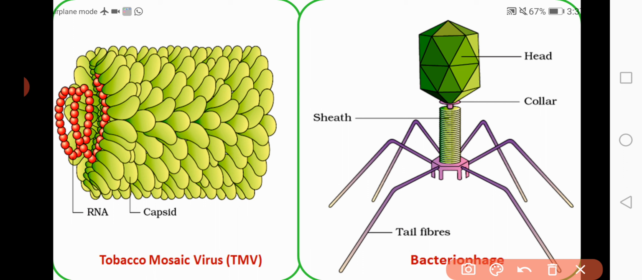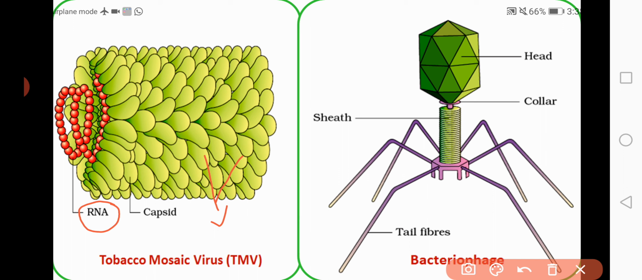And the nucleic acid here is single-stranded RNA. So this RNA is the genetic material in the TMV, whereas the protein component is called the capsid, right? And the capsid is made of many smaller subunits which are referred to as capsomeres. So these are the capsomeres. Understood? The entire protein coat itself is called the capsid, whereas the subunits of the capsid are called capsomeres.